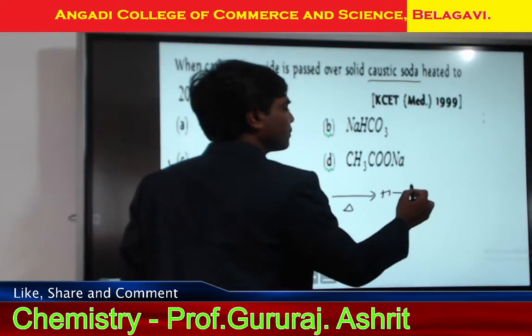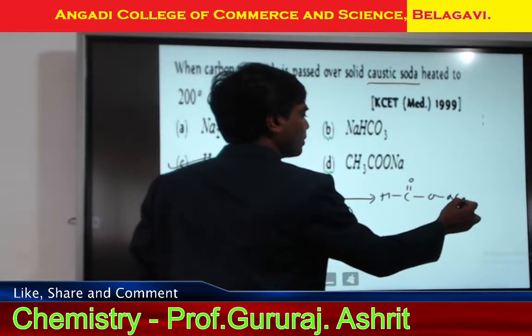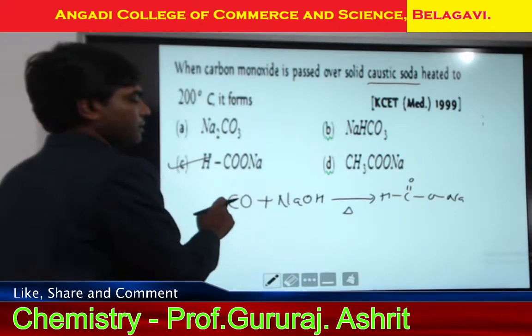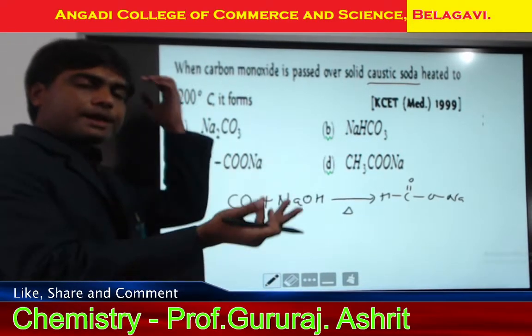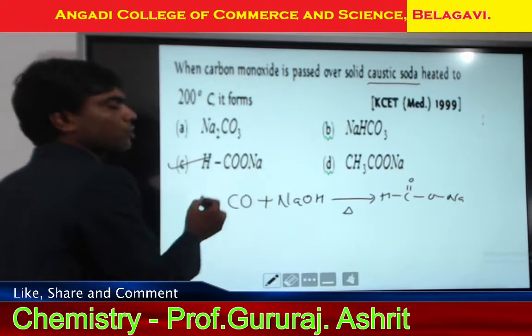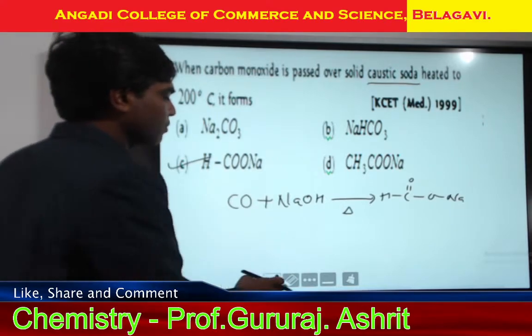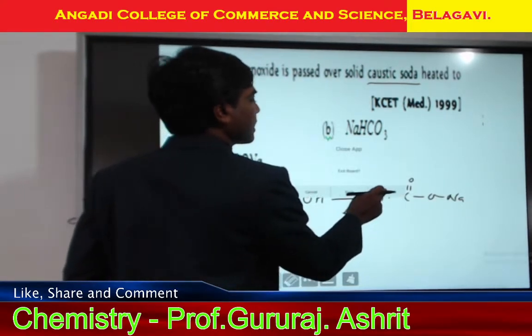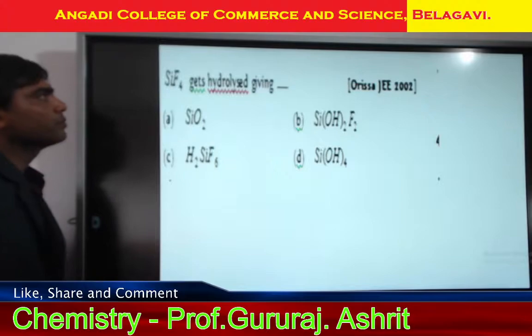So we get the compound as HCOONa, no addition product or anything. What is the name of this compound? Sodium formate. We are getting sodium formate as the reaction product. It is the chemical property of carbon monoxide.